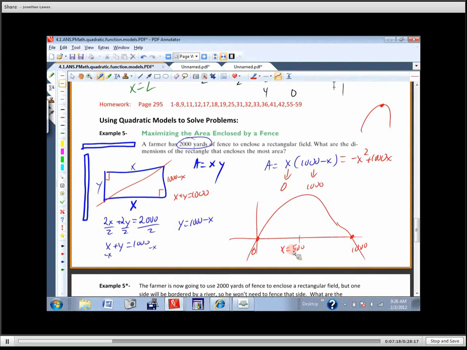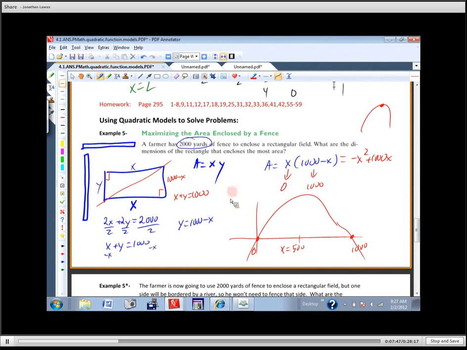Let's read the question really carefully. It says, the farmer has 2,000 yards of fence to enclose a rectangular field. What are the dimensions of the rectangle that enclosed the most area? Now, was he saying, what is the most area we can enclose? Or was he just saying, hey, tell me how to make the rectangle. I don't really care how much area there is. Does he want to know the dimensions or the area? Just the dimensions.